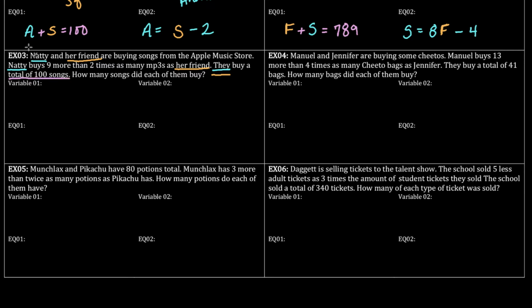So we'll put Natty second, I guess. So we'll put the number of songs for Natty. And we will say the orange will be the number of songs for her friend, or her friend buys. I can make my F slightly better. Number of songs that her friend buys. Number of songs, friend.